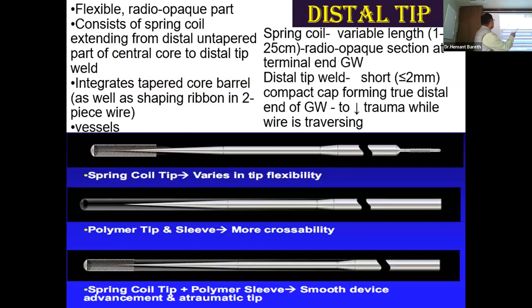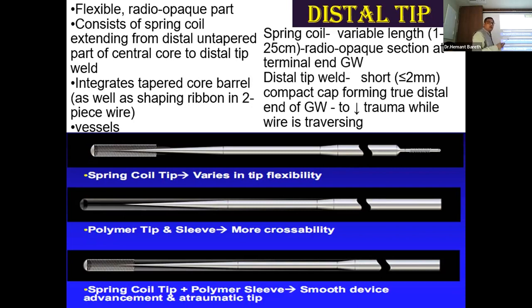Now the second part is, of course, the distal tip, and as I said, there are different types of tip. One type of tip you see is where the core does not reach the tip, rather the spring coil meets the tip. This is the usual variety of guide wire. Most guide wires are like this. The tip is made by a coil. The second type is where there is no coil, but only polymer.